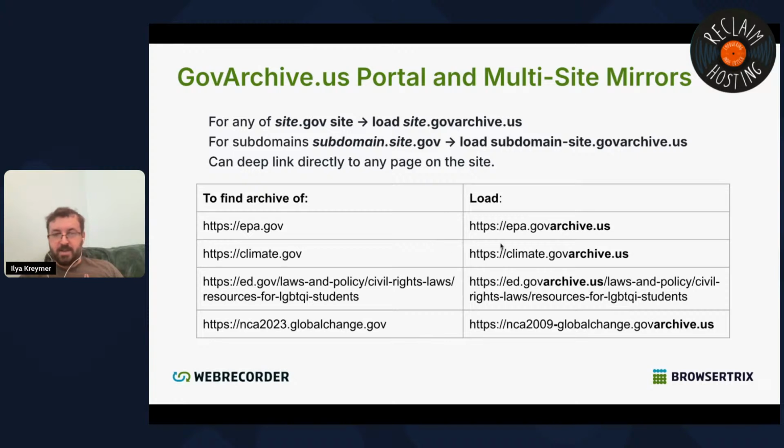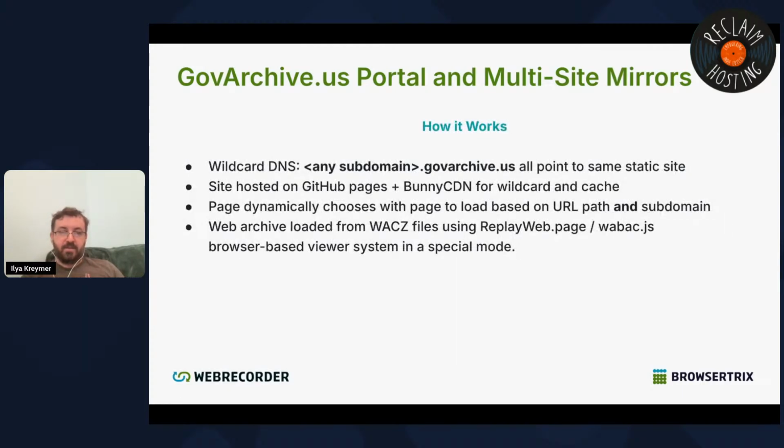But the idea is the same, and we could also support subdomains. So subdomain.site.gov becomes subdomain-site.gov archive.us. And the way that this works is, we have Bunny CDN to handle the wildcard DNS and SSL, because GitHub Pages alone doesn't quite support that.